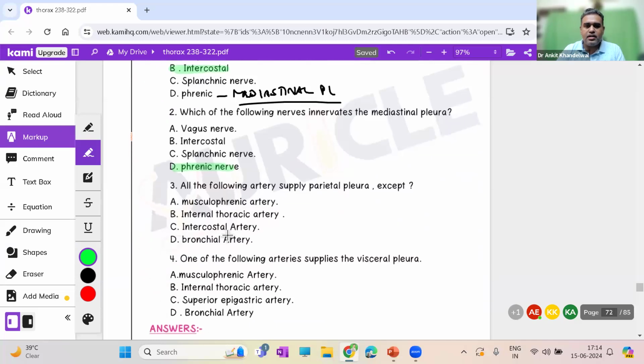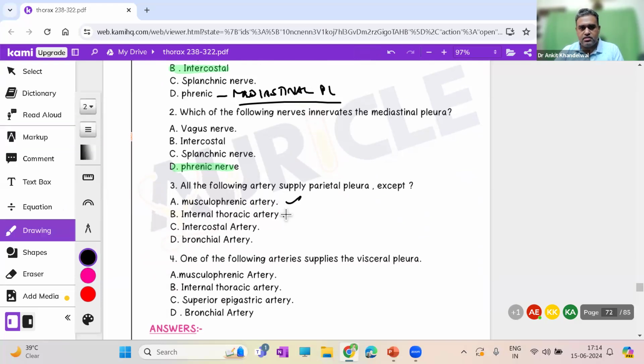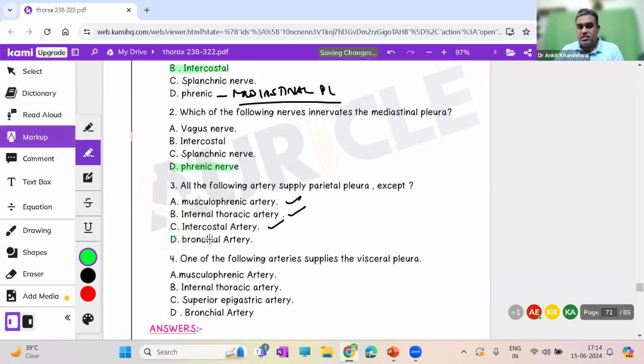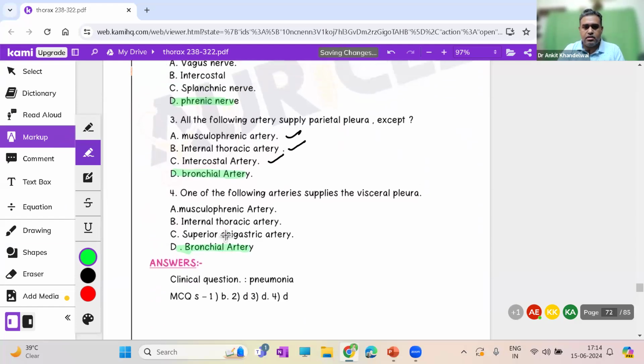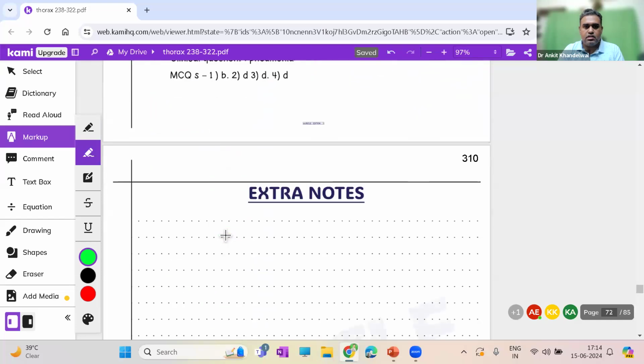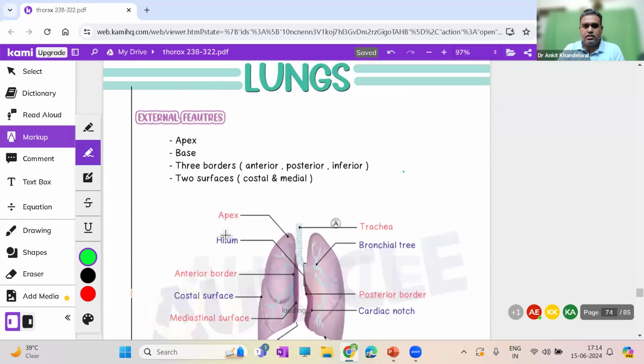All the following arteries supply parietal pleura except. So we know musculophrenic artery supplies parietal pleura. The bronchial artery won't supply it; it will supply the viscera and the visceral pleura. One of the following arteries supplies the visceral pleura. So again, I guess the option is the same, and this will be the answer, right? That was all the pleura.